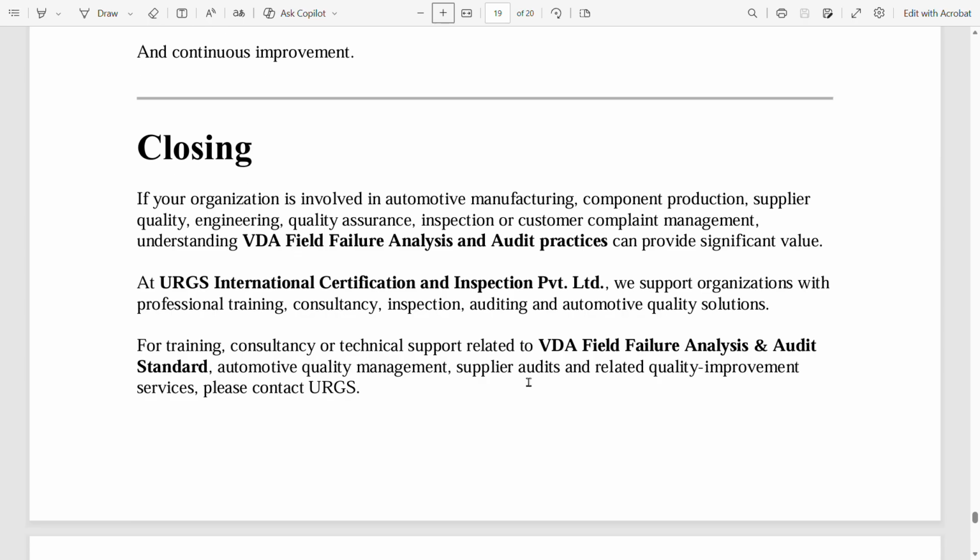Now, at last closing. If your organization is involved in automotive manufacturing, component production, supplier quality, engineering, quality assurance, inspection or customer complaint management, understanding VDA field failure analysis and audit practices can provide significant value. At URGS International Certification and Inspection Private Limited, we support organizations with professional training, consultancy, inspection, auditing, and automotive quality solutions. For training, consultancy, or technical support related to VDA field failure analysis and audit standard, automotive quality management, supplier audits, and related quality improvement services, please contact URGS.